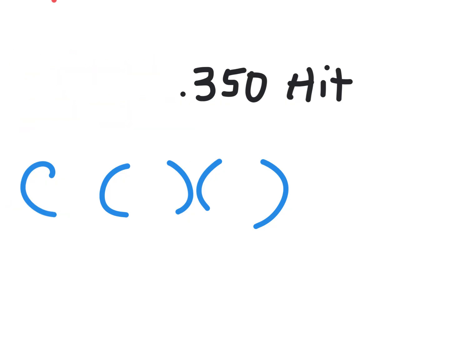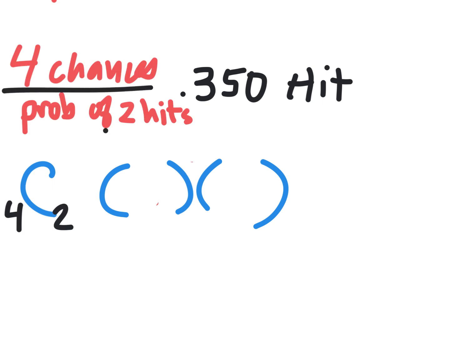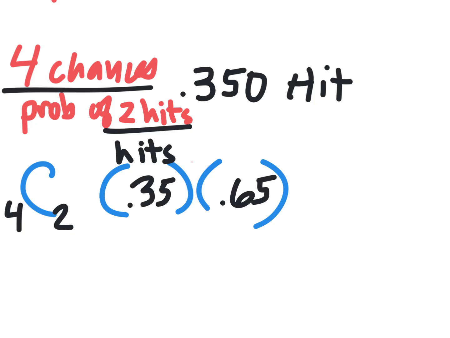You are correct. 4C2 means you had 4 chances and you want to get 2 hits. I'm going to put this as hit. And what's in there? 0.35. No reason to put the 0. You could if you want. And then what's the other one? 0.65, because they have to add up to 100%, right? And then there's only 2 little numbers left. It's just here and here.